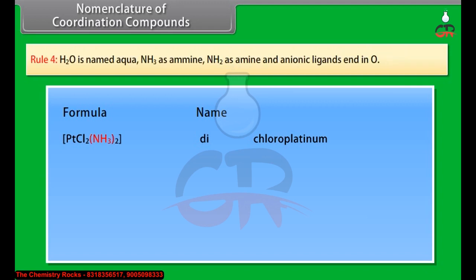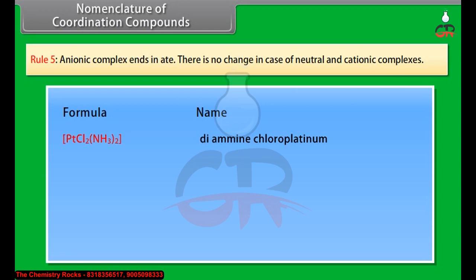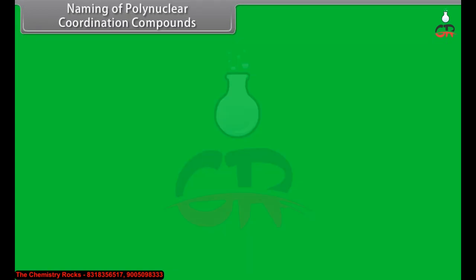Rule 4: H2O is named aqua, NH3 as ammine, NH2 as amido, and anionic ligands end in -o. Rule 5: an anionic complex ends in -ate. There is no change in the case of neutral and cationic complexes. Rule 6: the oxidation state of the central metal is indicated by a Roman numeral in brackets.